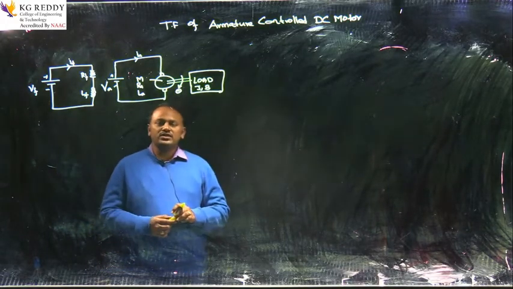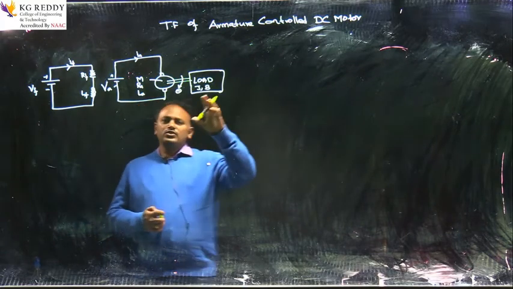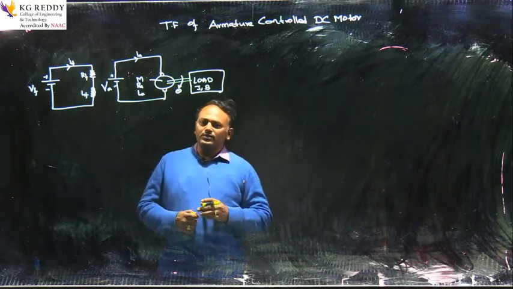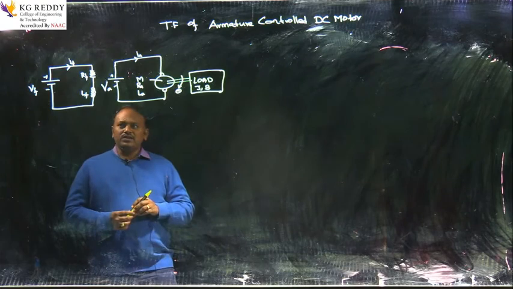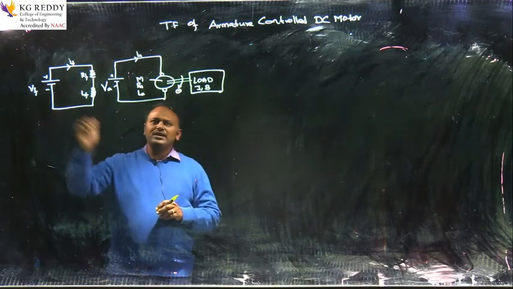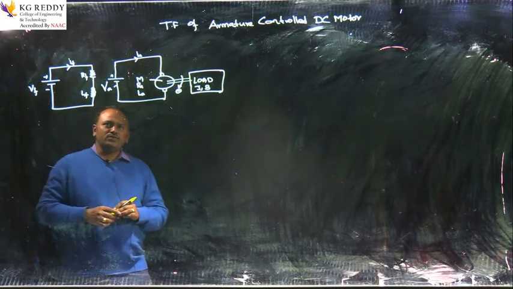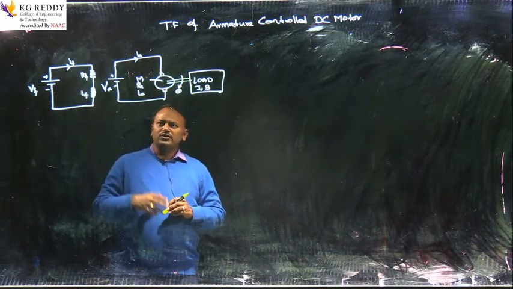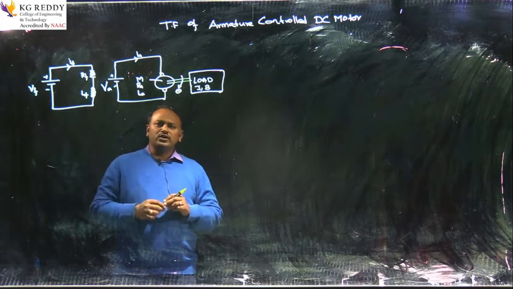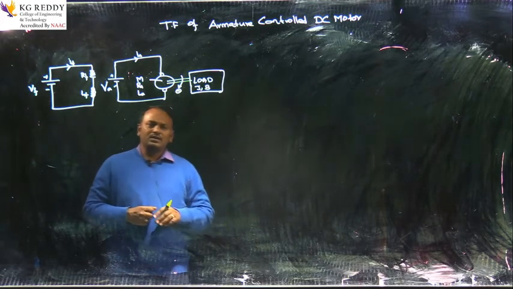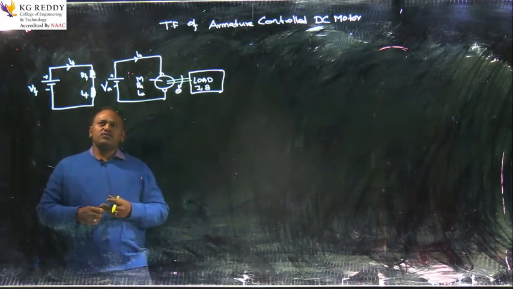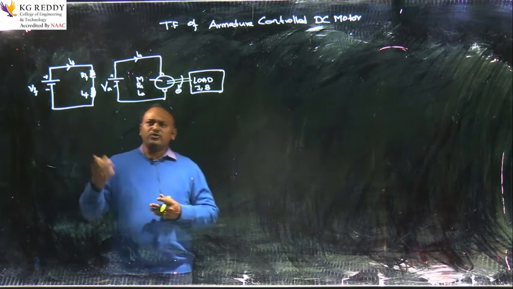Initially, we will start with the transfer function of an armature controlled DC motor. In this case, we are taking the field as constant, and by only varying the armature voltage, we are going to control the speed of the motor. So, what would be the transfer function for this? This is an electromechanical system.